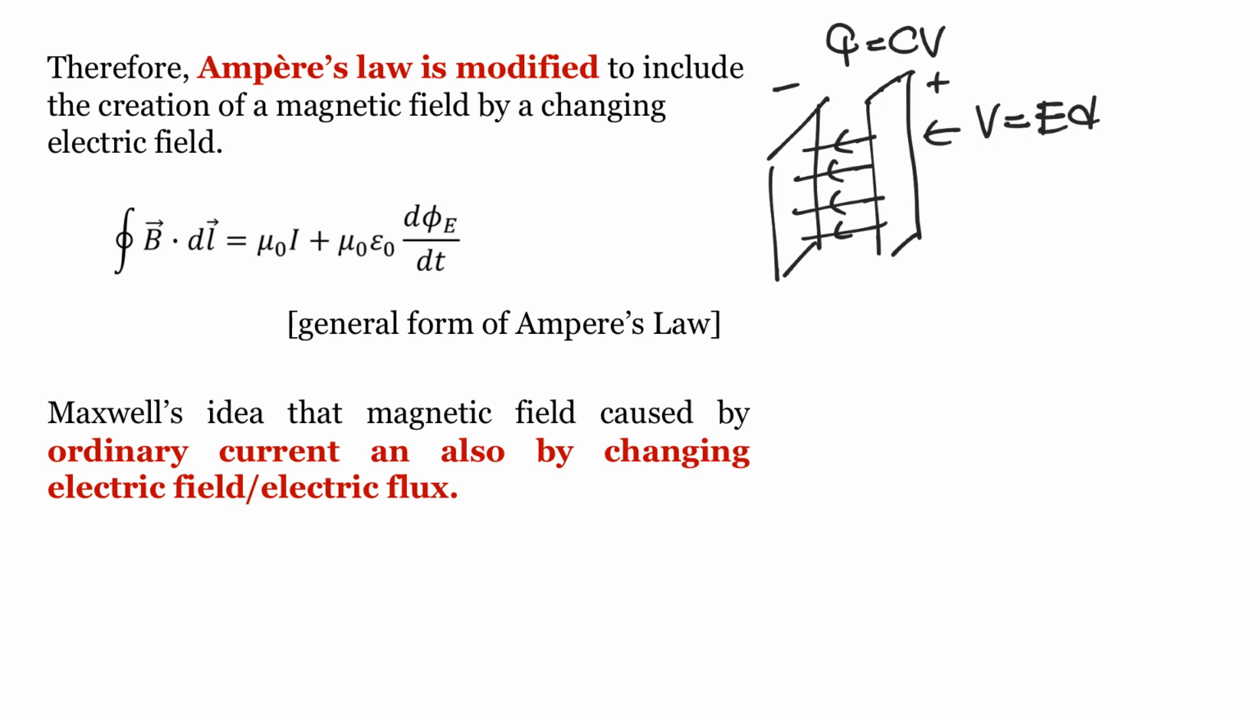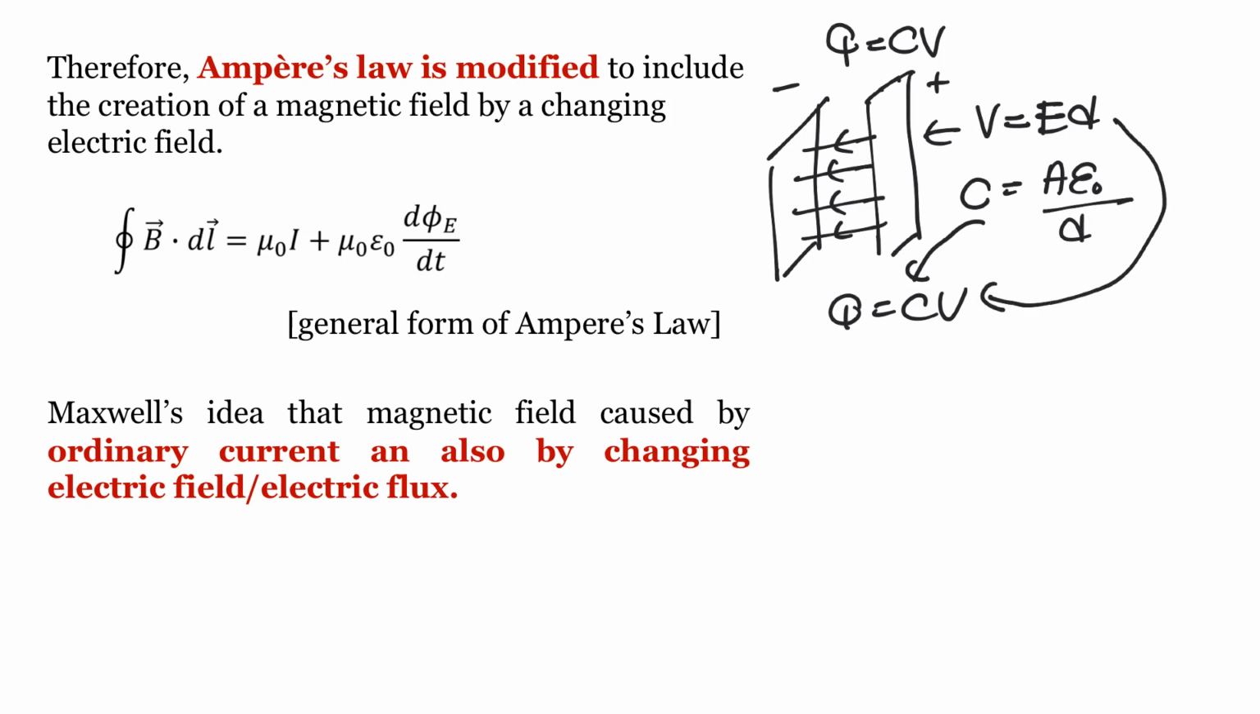If you remember, we have this formula to relate the capacitance with the area of the plate, epsilon naught, and the distance between the two plates. So we are going to combine these formulas. We have Q equals CV. We put C into this formula, and we put V into this formula. So we get A epsilon naught over d times Ed. We cancel the d, so we get Q equals A epsilon naught E.